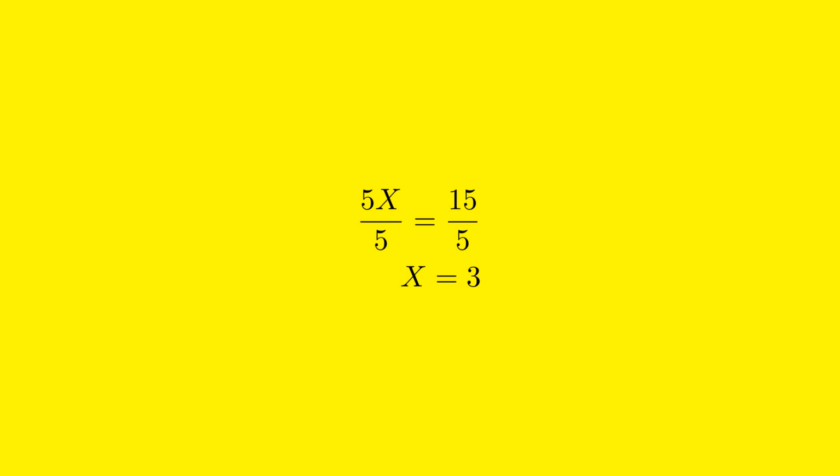So we have 5x divided by 5 equals 15 divided by 5. On the left side, the 5 in the numerator and the 5 in the denominator cancel each other out, leaving us with x. On the right side, 15 divided by 5 equals 3. Thus, x equals 3. This means that we have successfully isolated x, and we now know the value of x is 3. This concludes the problem. We have solved for the variable x and found that x equals 3.